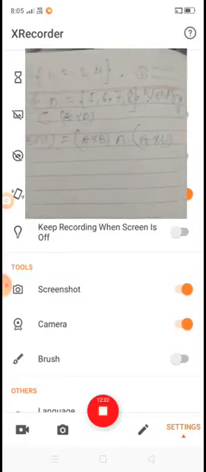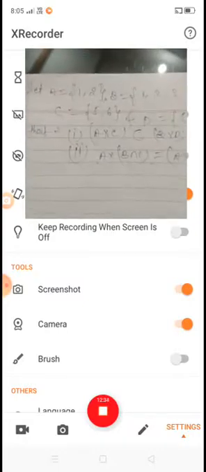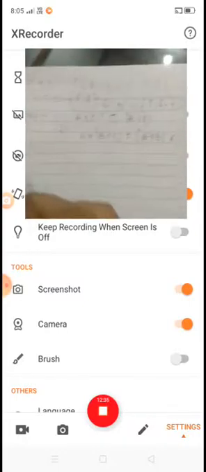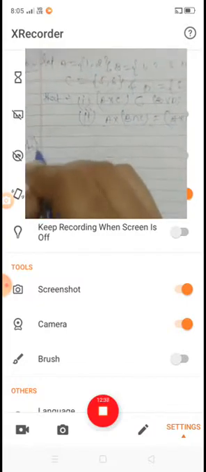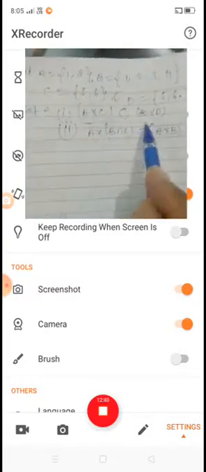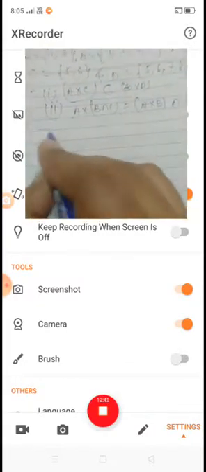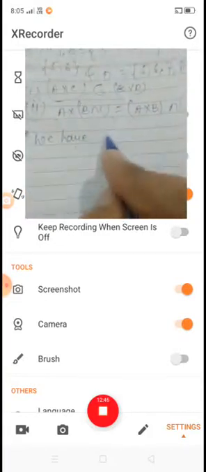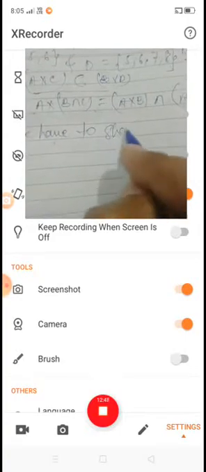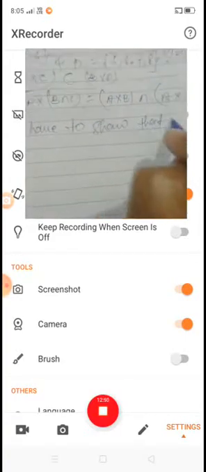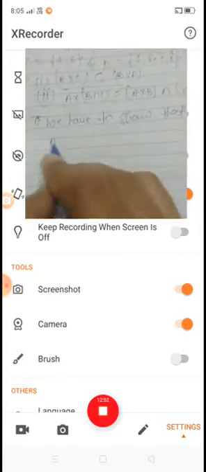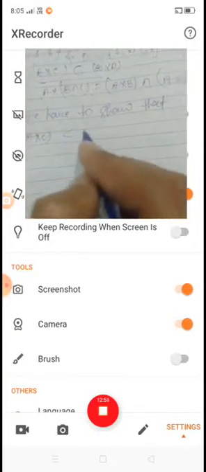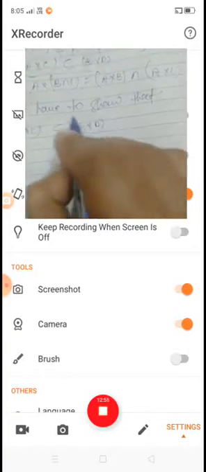Okay, these are the questions. Now first of all, we verify the first result. First of all, we have to show that A cross C is the subset of B cross D.